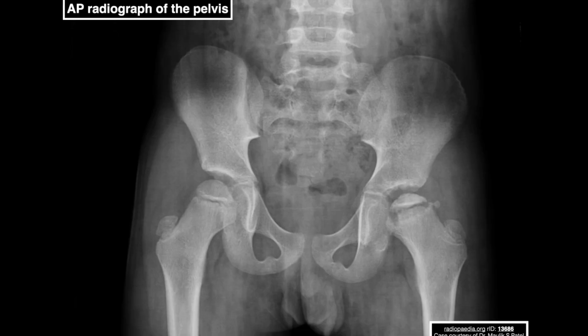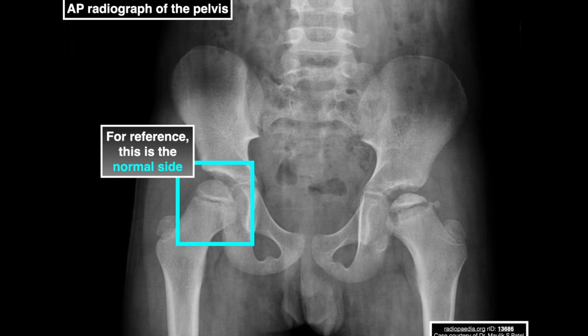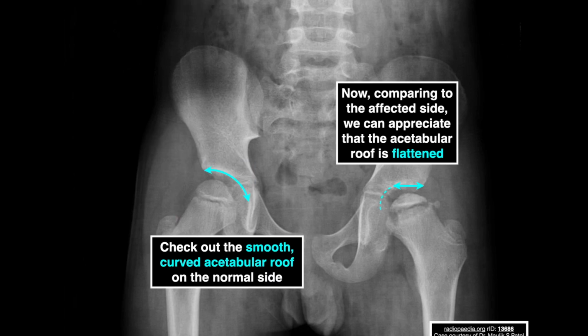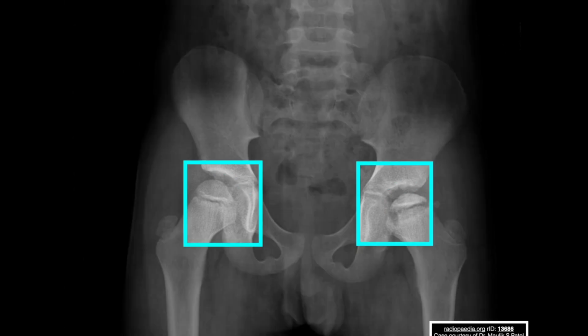Here we have an AP radiograph of the pelvis. For reference, this is the normal side, the right side. Now, comparing to the affected side, which is the left side, we can appreciate that the acetabular roof is flattened, and you can appreciate the smooth, curved acetabular roof on the normal side. You can see the difference between the two on this slide.